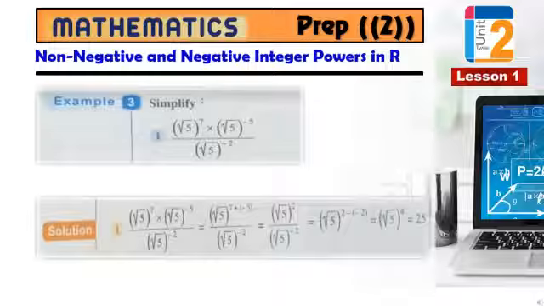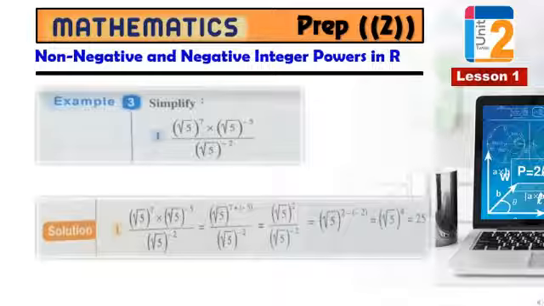Example number 3. Simplify square root of 5 to the power 7 times square root of 5 to the power negative 5 over square root of 5 to the power negative 2. To put it in the simplest form, first of all we look at the numerator. In the numerator we have two numbers. Two numbers have the same base, so we add the powers. So the result is square root of 5 to the power 7 plus negative 5.